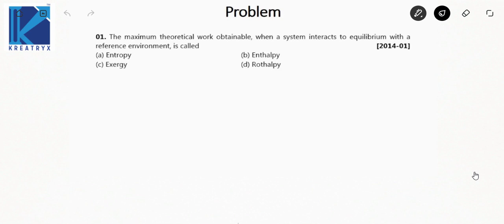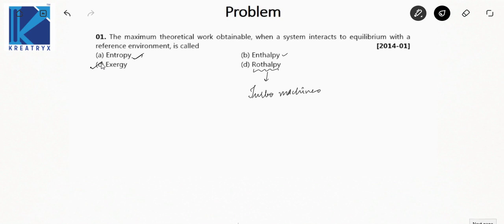The maximum theoretical work obtainable when a system interacts to equilibrium with a reference environment is called. Okay, this definition is of which term? This is the definition of the term exergy, that when a system undergoes a process, the maximum theoretical work obtainable is exergy. You know entropy, you know enthalpy. Entropy is the degree of randomness. Rothalpy is actually a term which is used in turbo machines.